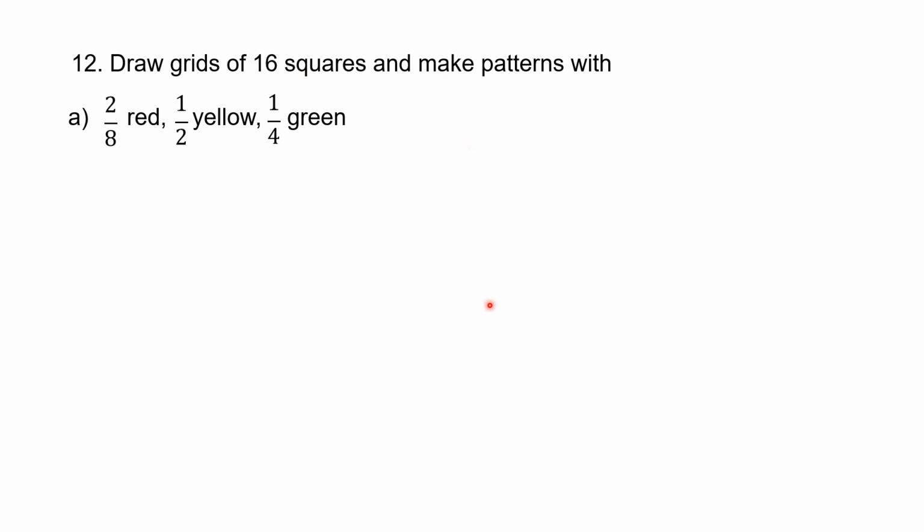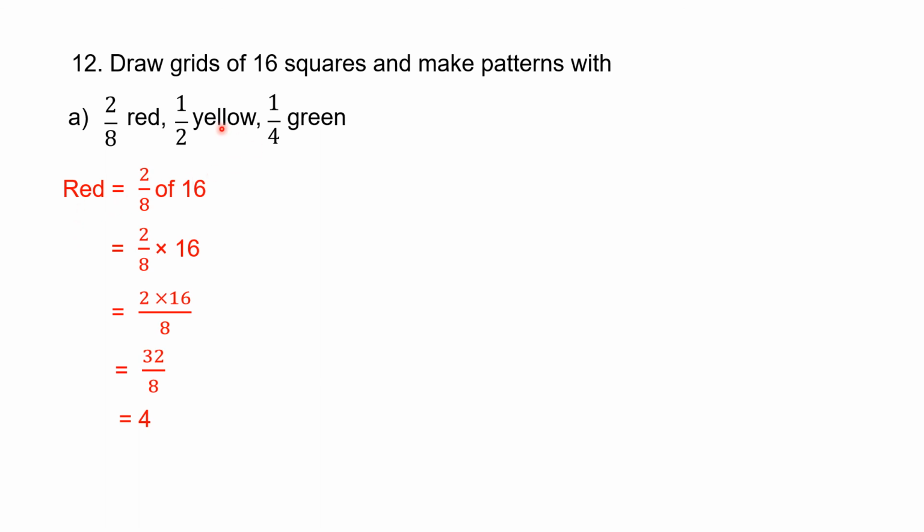Let us find out what is the value of 2 by 8 of 16 squares. 2 by 8 of 16, that is 2 by 8 multiplied by 16. In mathematics, of stands for multiplication. Now multiply the numerators. 2 into 16 divided by 8. 2 16s are 32 divided by 8. We know that 8 4s are 32, so it equals 4. So 4 are red in color.